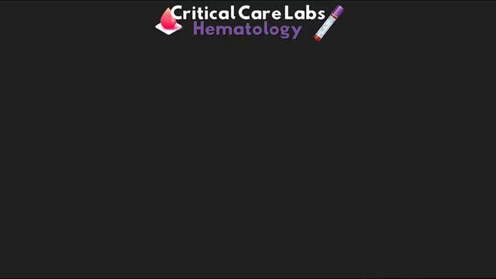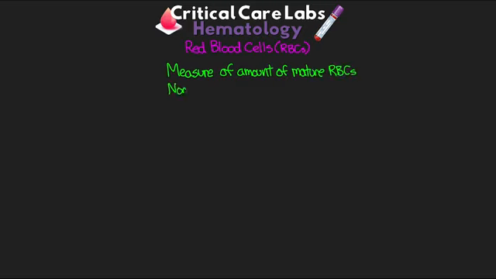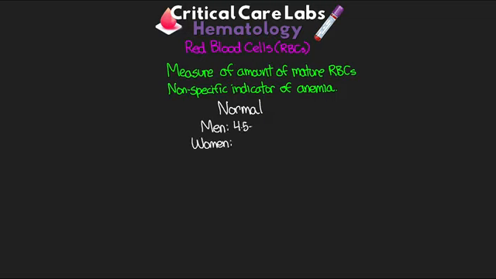Now we're going to move on and talk about our red blood cells, or our RBCs. This is a measure of the amount of mature red blood cells that we have in our blood. Just like hemoglobin, this serves as a non-specific indicator of anemia. And just like the last two, the normal values are going to differ between men and women. For men, the normal value is 4.5 to 6 million cells per millimeter cubed, and for women, we're looking at 4 to 5.5 million cells per millimeter cubed.